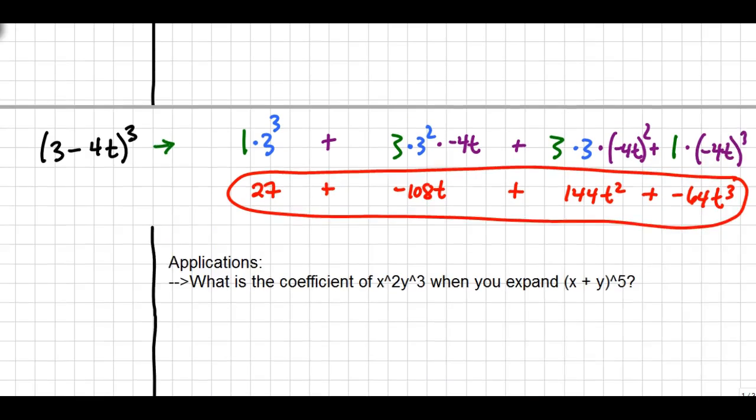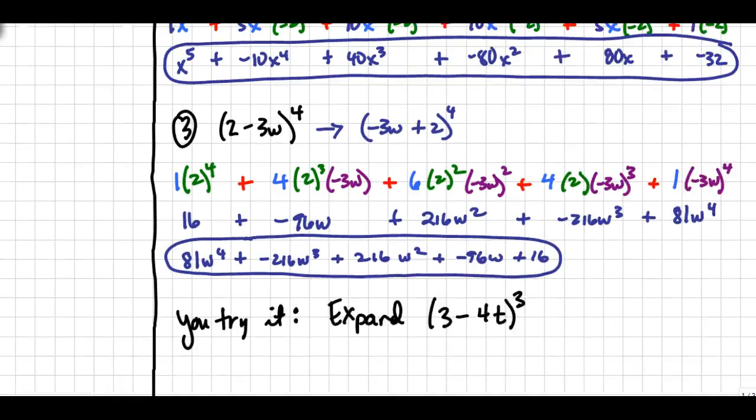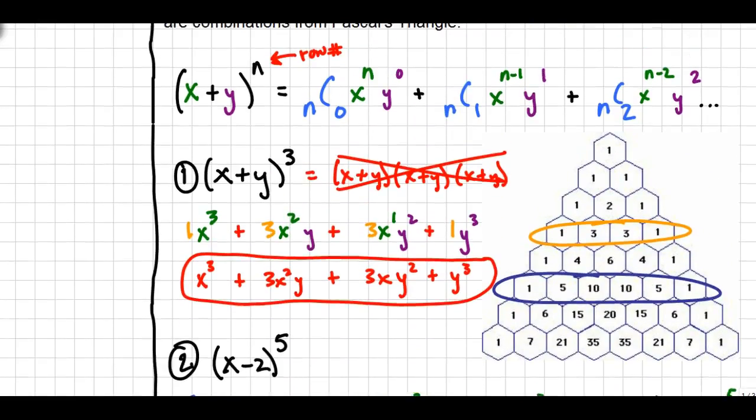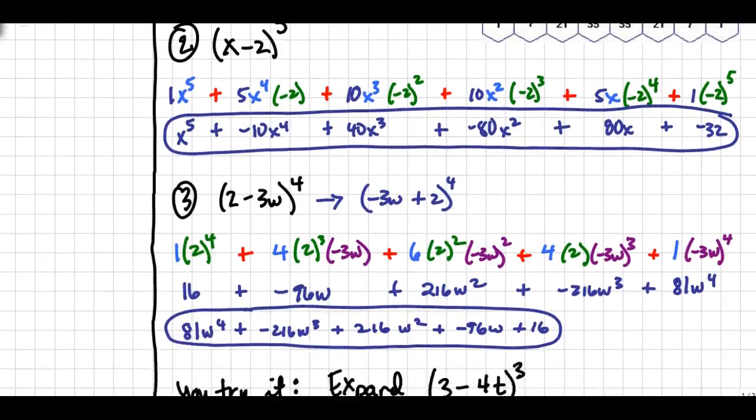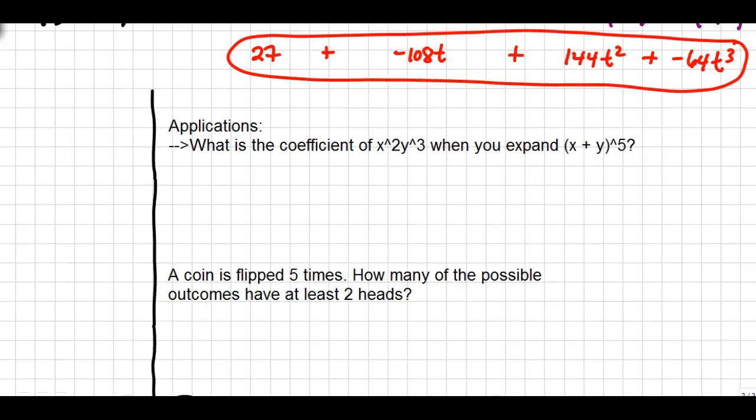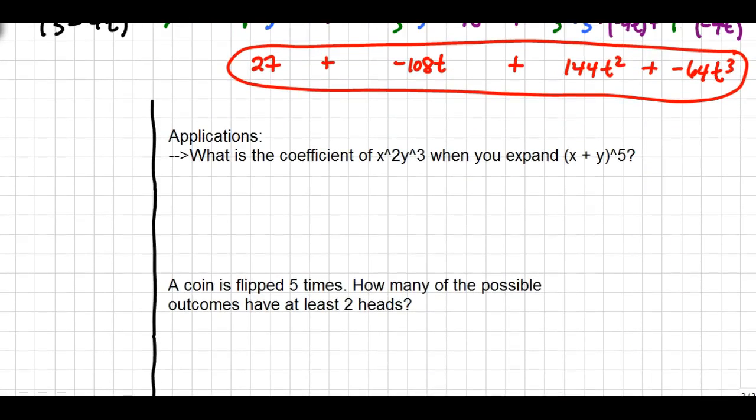So that's one thing that we're talking about today with the binomial theorem. That is simply how to expand a binomial without having to do algebra. There are some applications of the binomial theorem that are actually pretty interesting as well. First of all, you can use it to answer questions like, what's the coefficient of x squared y cubed when you expand x plus y to the 5th?